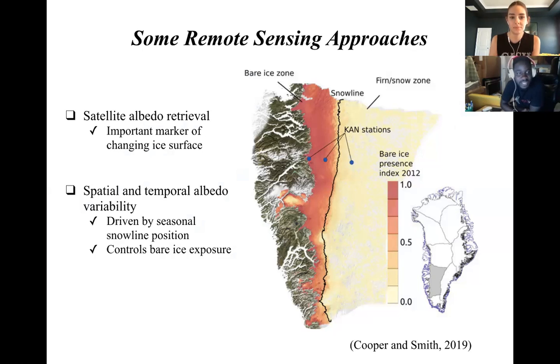And the retrieval of albedo from satellites has also provided an important marker of changing ice surface. This has been used to show the variability of the spatial and temporal albedo in the ablation zones. And this is driven by the seasonal snow line position, as you can see on the slides, and its control on the bare ice exposure. So the thick black snow line, as we see on the map here, gives a clear extension of the bare ice exposure and the snow melt.